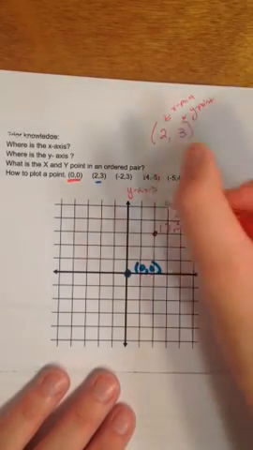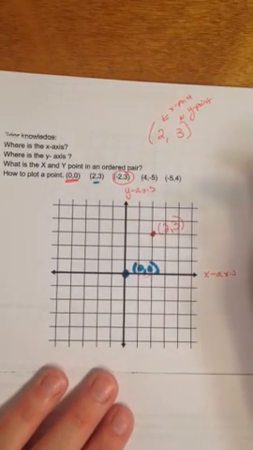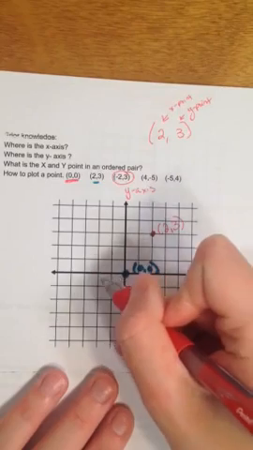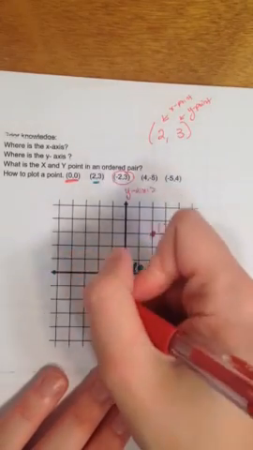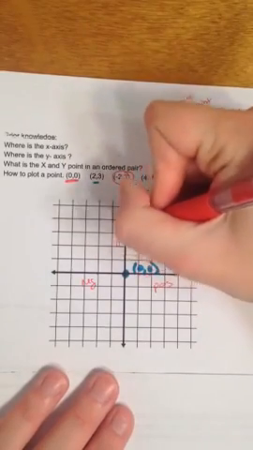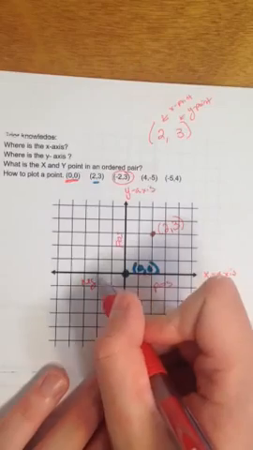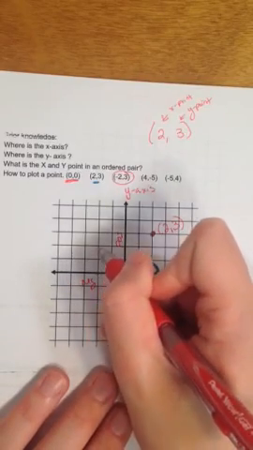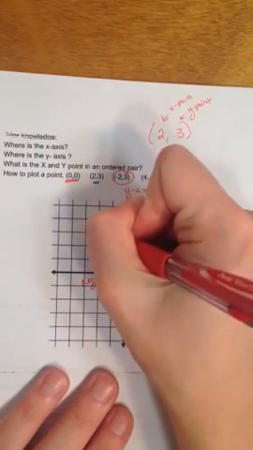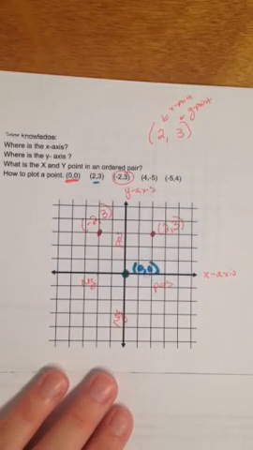Now my next one is -2, positive 3, I'm sorry. So I'd go -2 in the x direction. So this is the negative side of the x's, this is the positive side. This is the positive side of the y. So I go -2, up 1, 2, 3. You always do the x direction first and then the y direction.